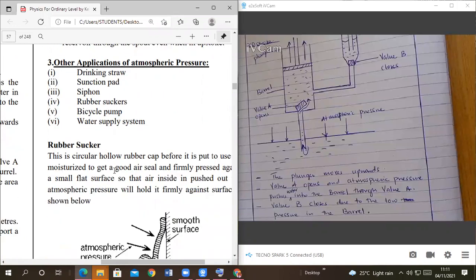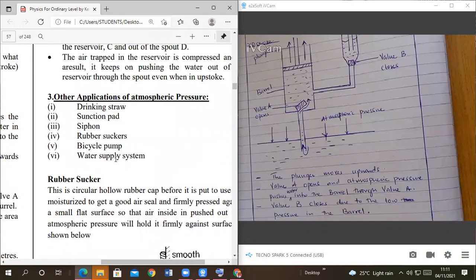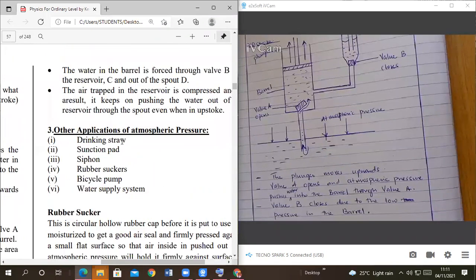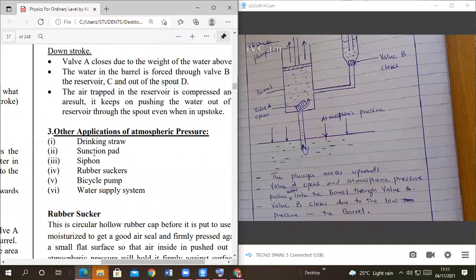Now we are going to look at some of them, but what you have to know is that all these are applications. If they ask you to state any application of atmospheric pressure, you can start with the force pump, the lift pump, then you go to drinking straw. Then if they tell you that with the aid of a diagram, explain one application of atmospheric pressure, then you can use the lift pump.